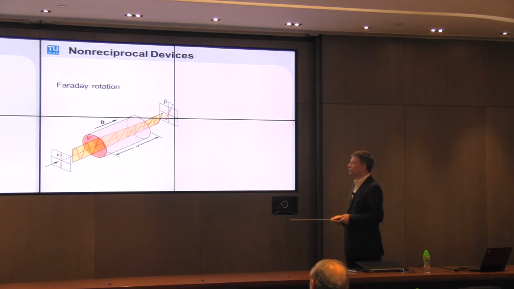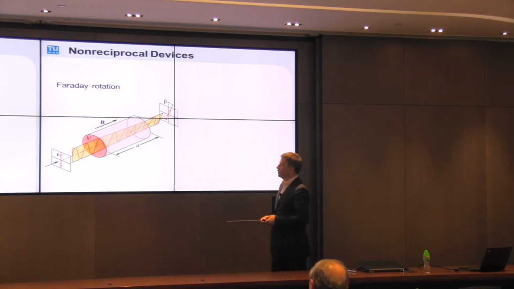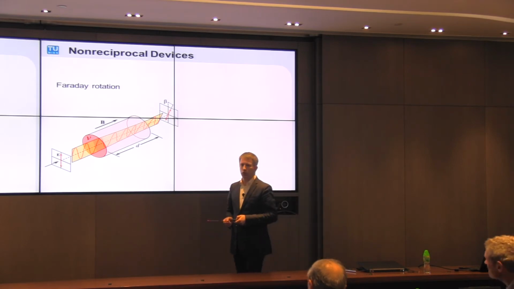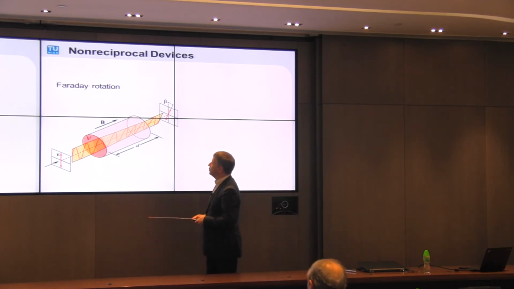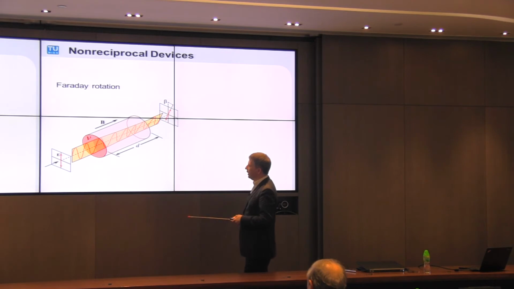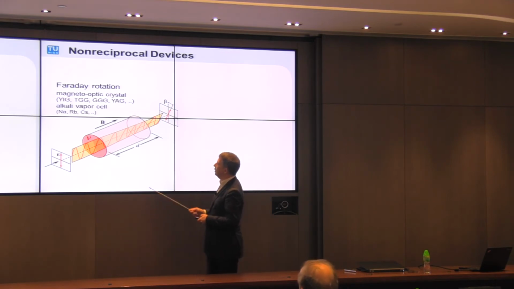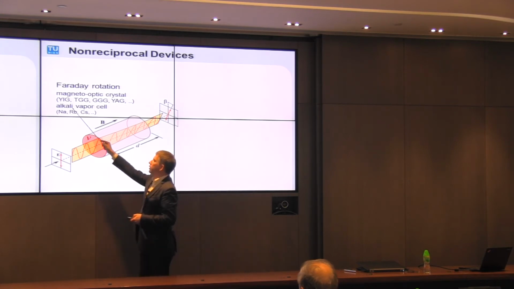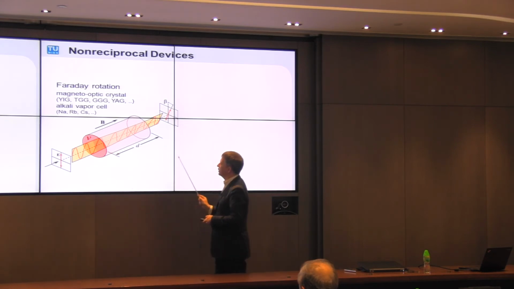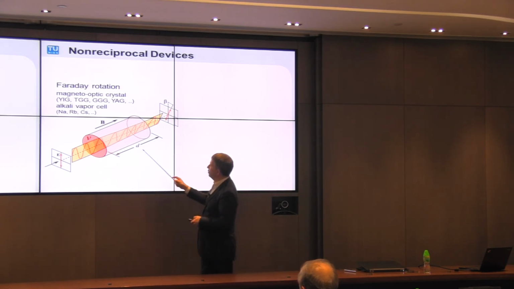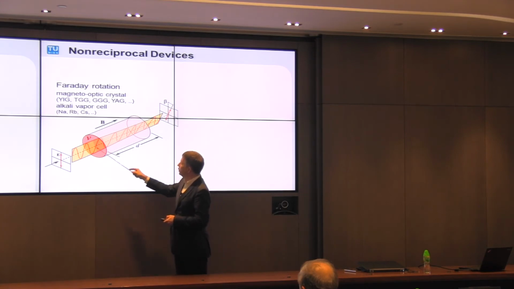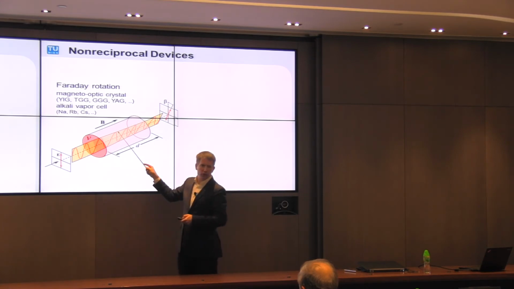Maybe the most well-known non-reciprocal device is a Faraday isolator, which is based on the so-called Faraday rotation. Faraday rotation is an effect which occurs in magneto-optical materials or also in alkali vapor cells, as has been demonstrated by Charles Adams in Durham, for example. And it occurs when you apply a magnetic field along the direction of propagation of the light field.